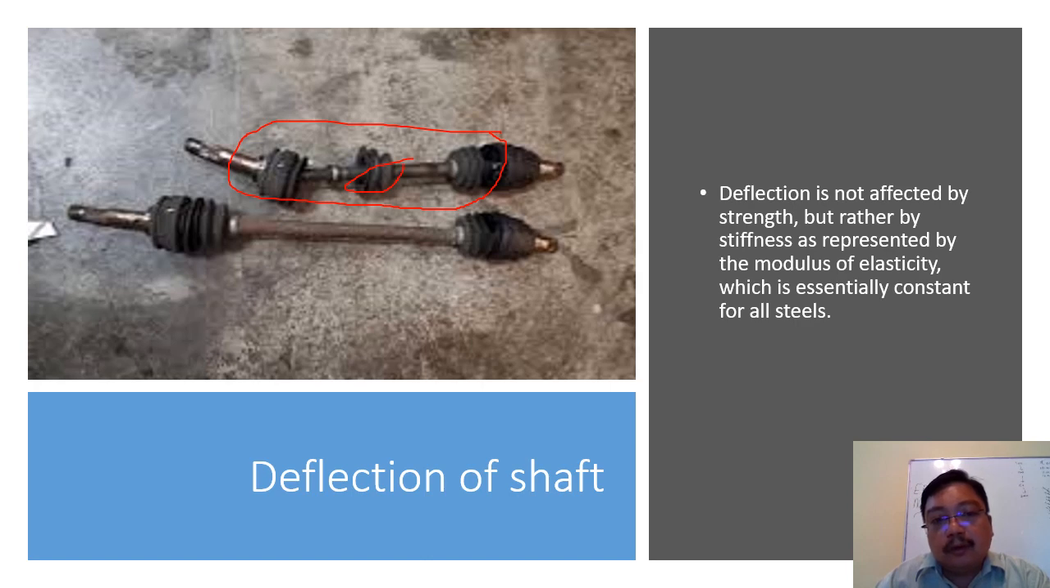Okay, so when the car jumps into a pothole, we can assume the front axle becomes deflected. This is the rear axle. The rear axle also can become damaged, but the damage is not shown as a deflection.